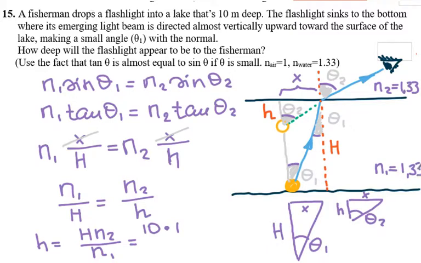I made a mistake here when I plugged it in. So n2 is 1, it's the air, and n1 is 1.33. So the apparent height where the flashlight appears is equal to 7.52 meters.